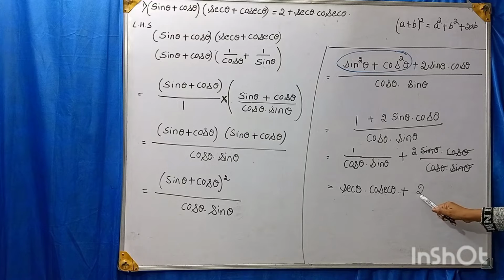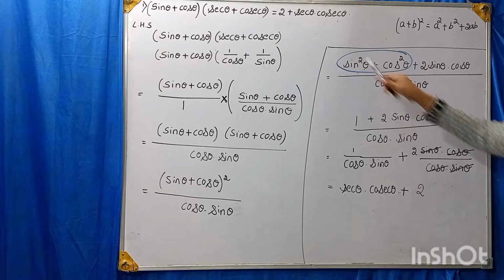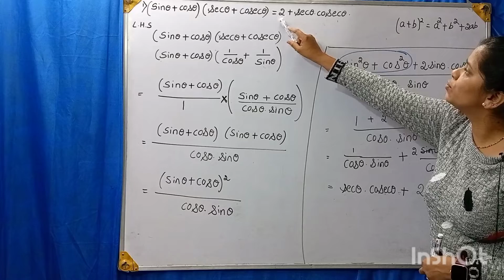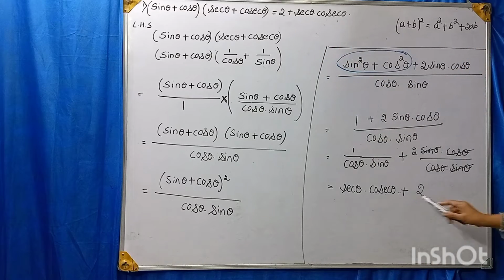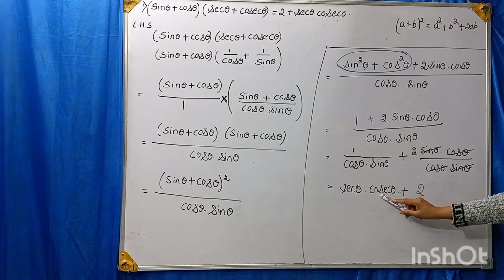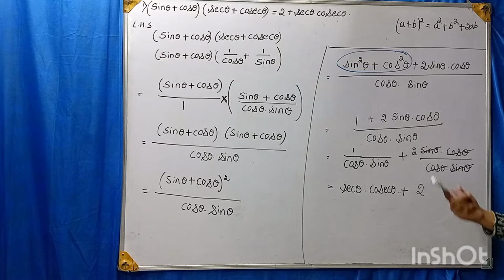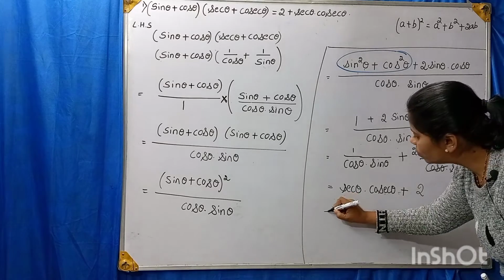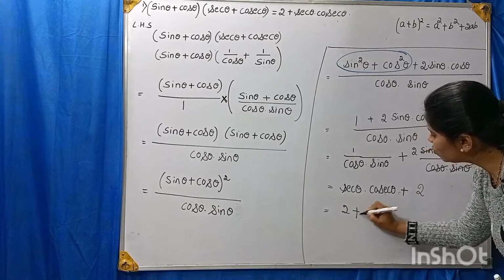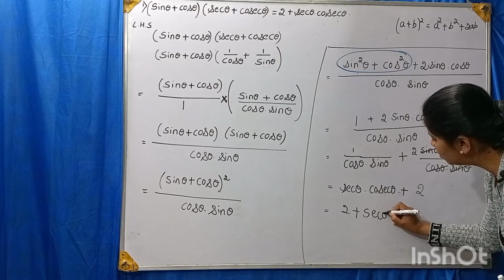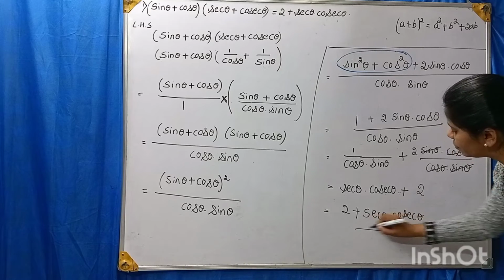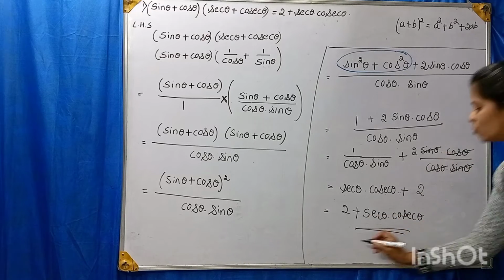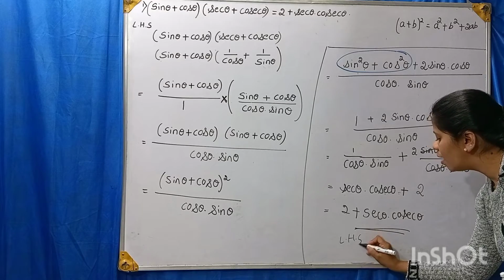See, here we got the RHS, but RHS is 2 plus secant theta into cosecant theta. We know that if we change the place of this, the value does not change, right? So we can write it as 2 plus secant theta into cosecant theta. LHS is equal to RHS.